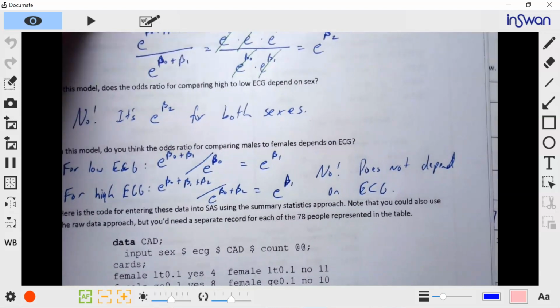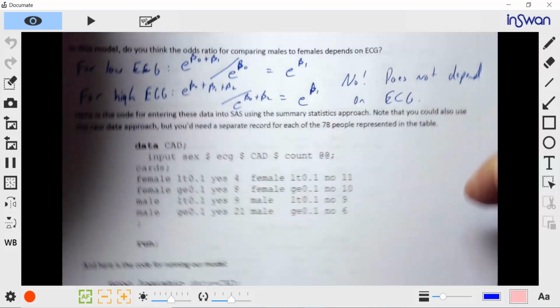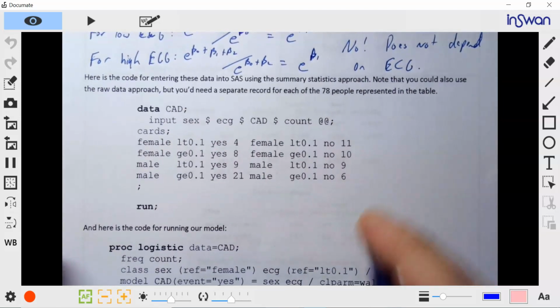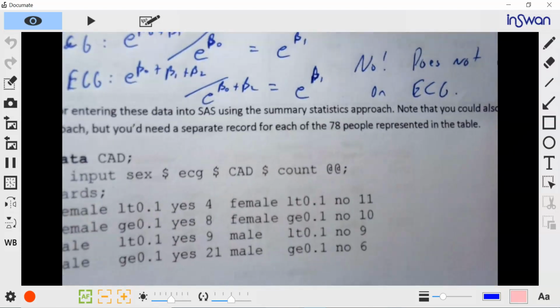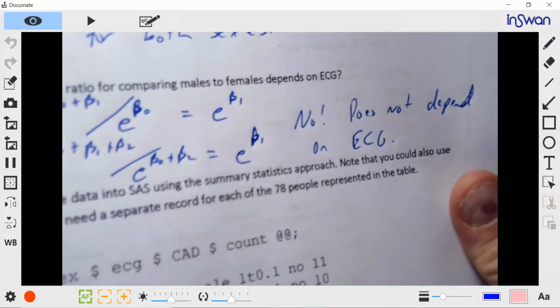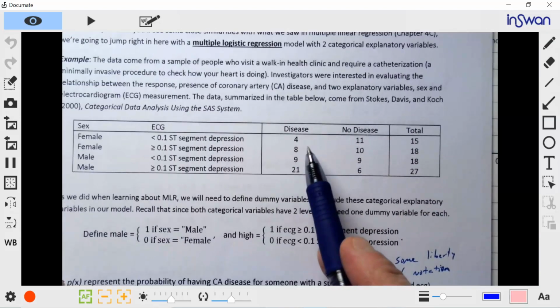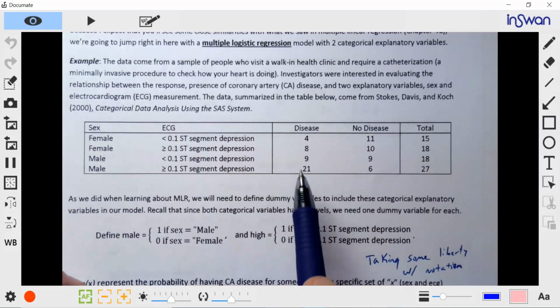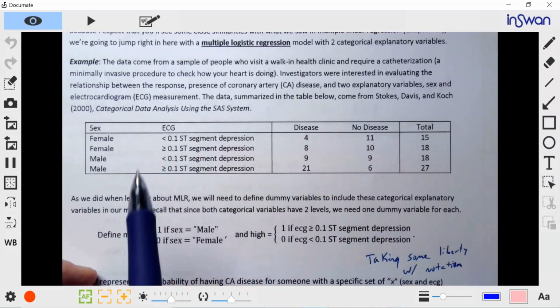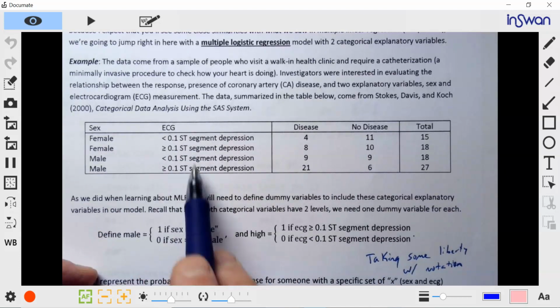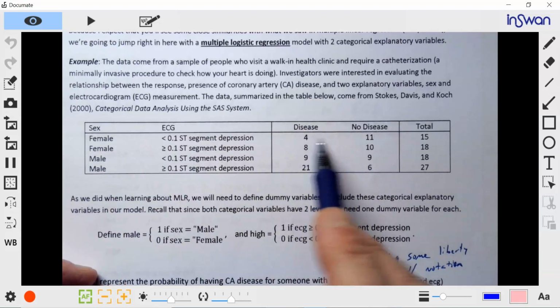So let's look at this in SAS again. Here are the data for entering these data in SAS using summary stats. This is my input data set if I want to put in exactly this table. This table breaks the data set down into sex and ECG. So we have 4 different combinations of sex by ECG, disease and no disease.